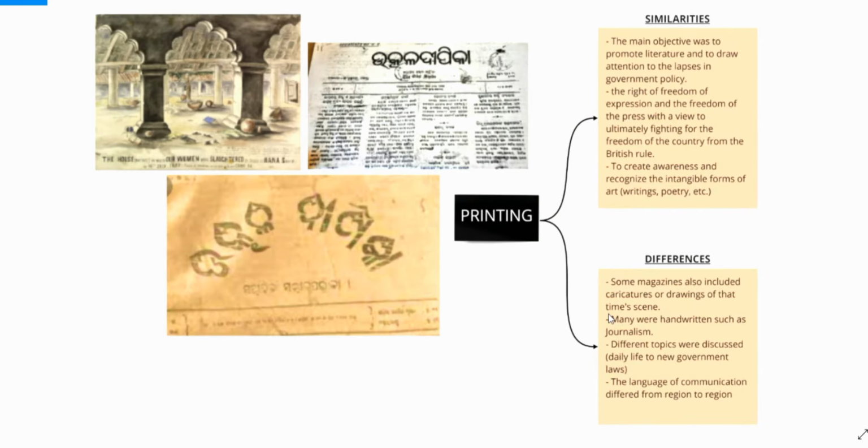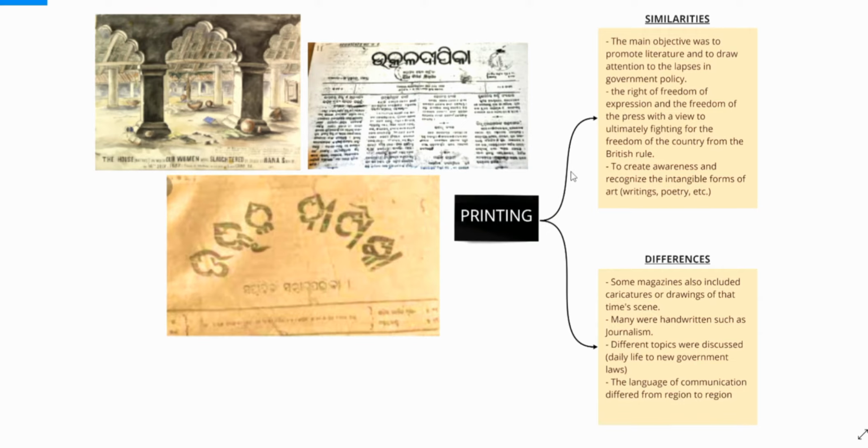Now, talking about the printing, with the introduction of the printing press, the main objective was to promote literature and to draw attention to the lapses in government policy. It also gave the right of freedom of expression and freedom of press with a view to ultimately fight for the freedom of the country against the British rule. Another similarity was that it created awareness and recognized the intangible forms of art such as writings, poetry, etc.